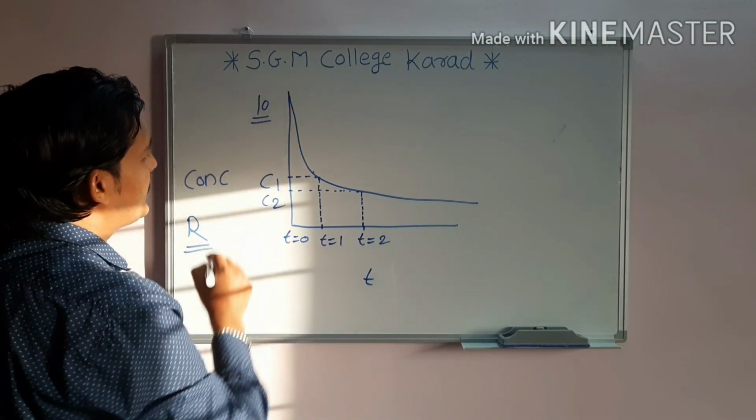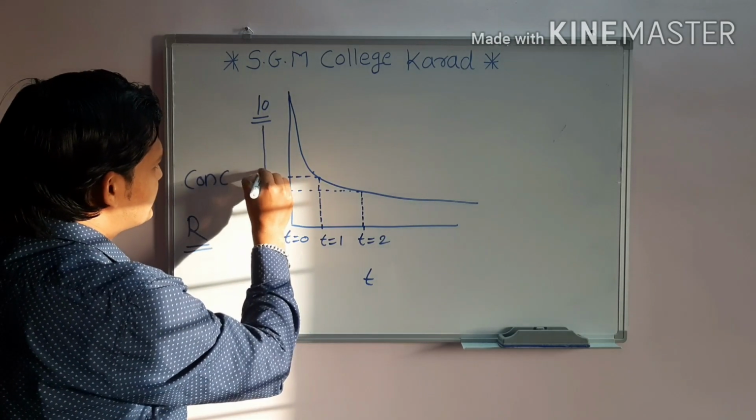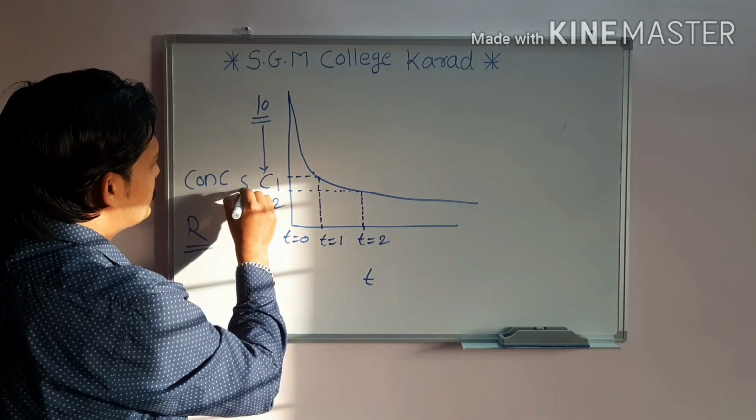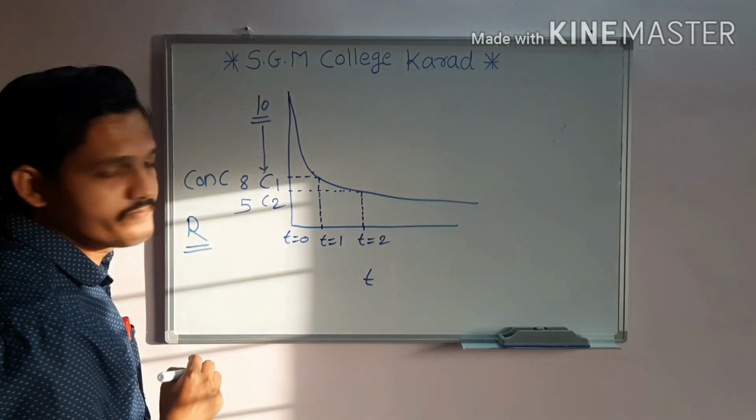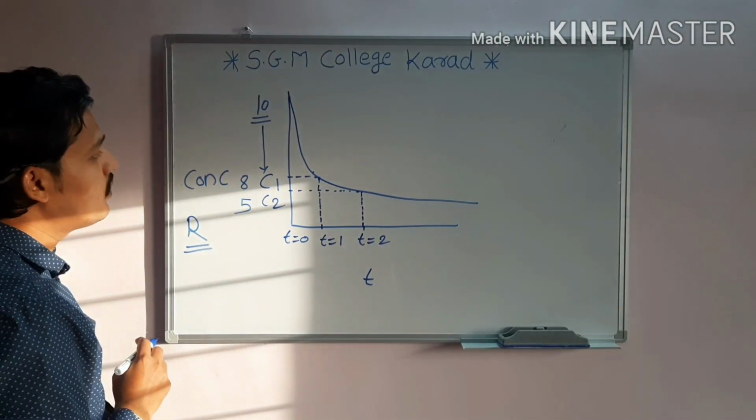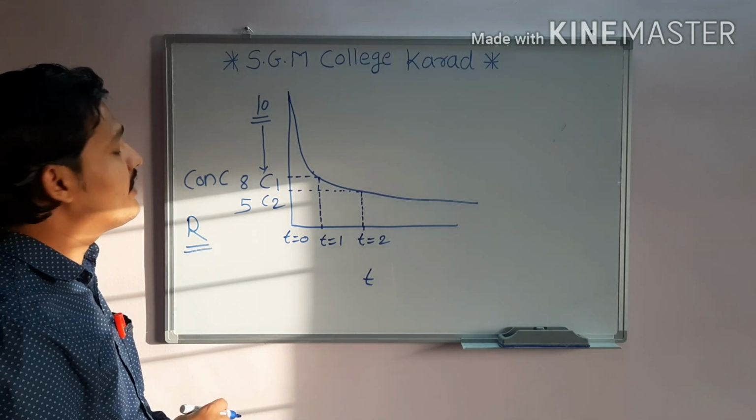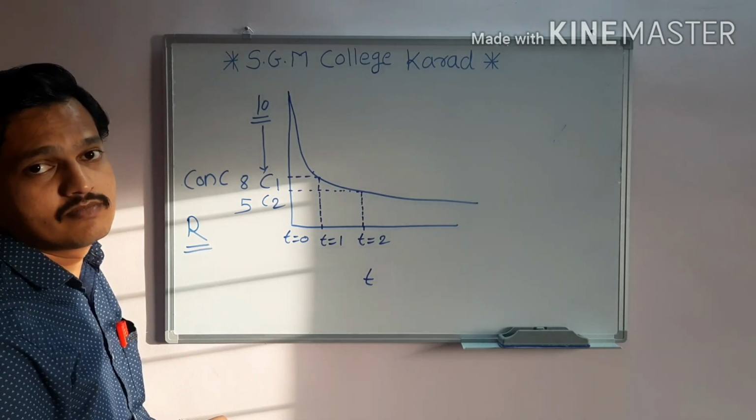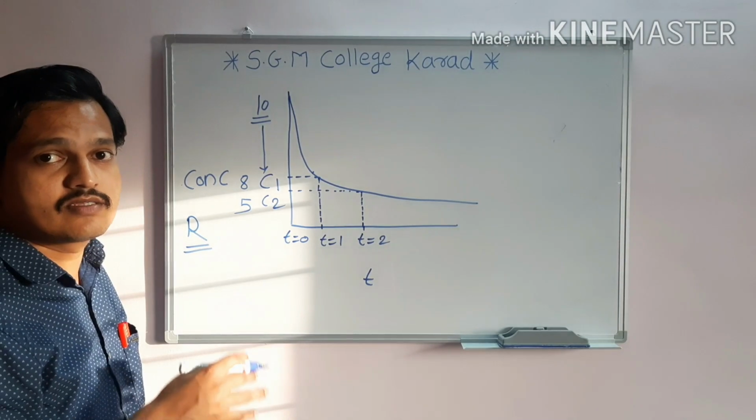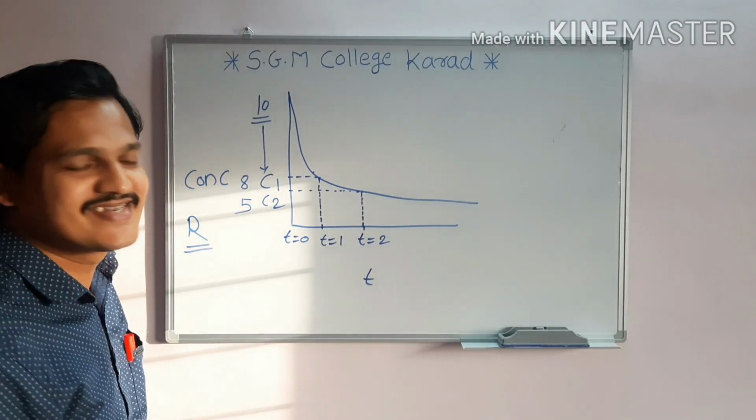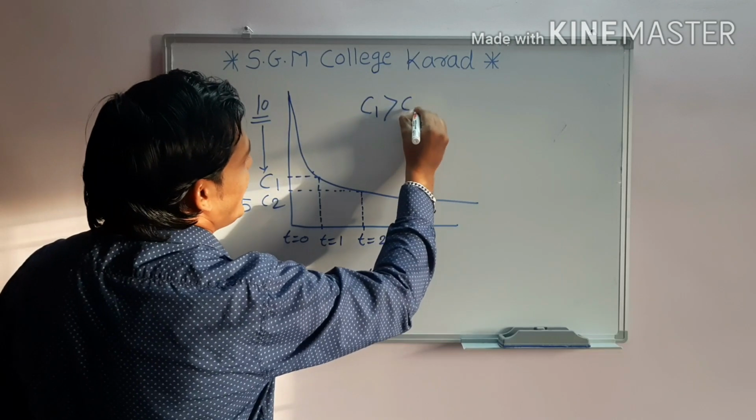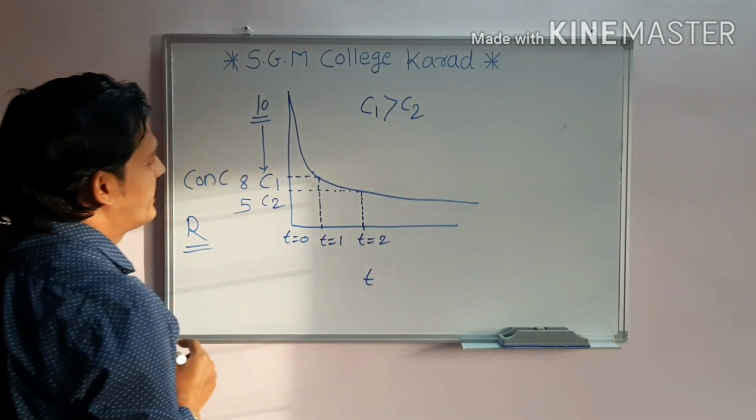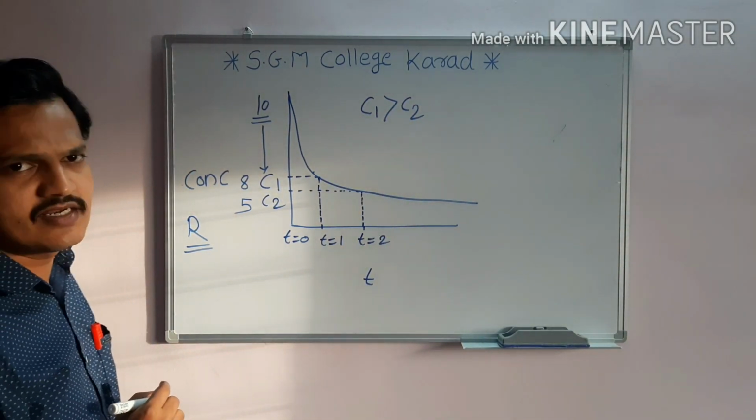Now you can understand it easily, carefully. It is 10 molar, so it decreases. Here it is, let us suppose, 8 molar. Here it is, suppose, 5 molar. Okay. Now, is C1 greater or C2 greater? Let us say C1 is greater than C2.